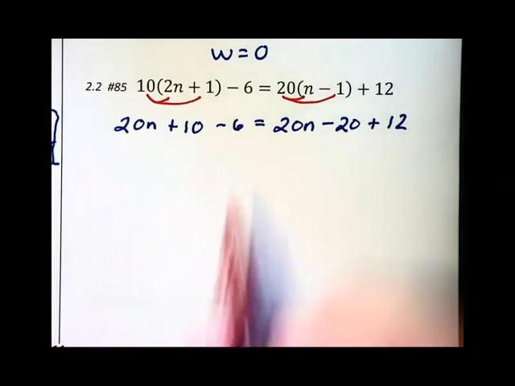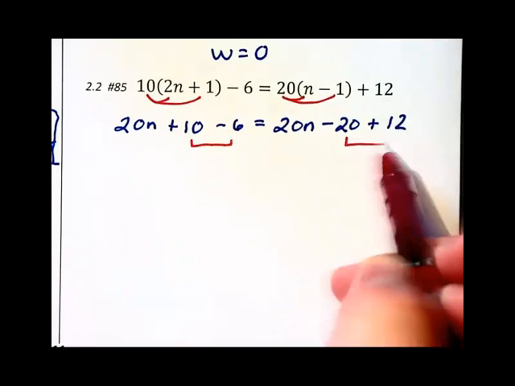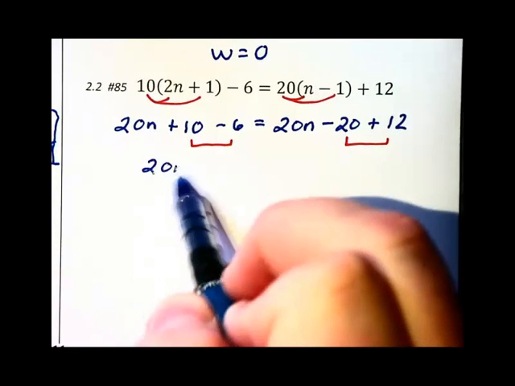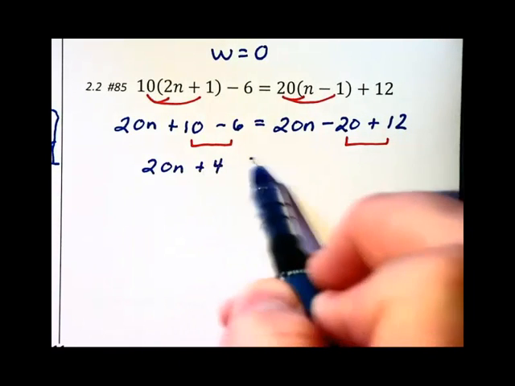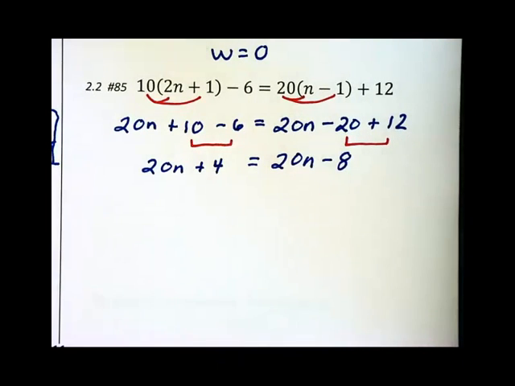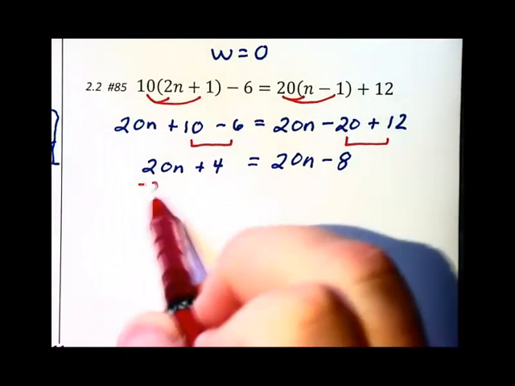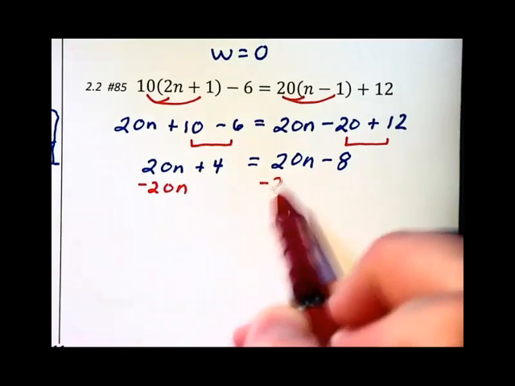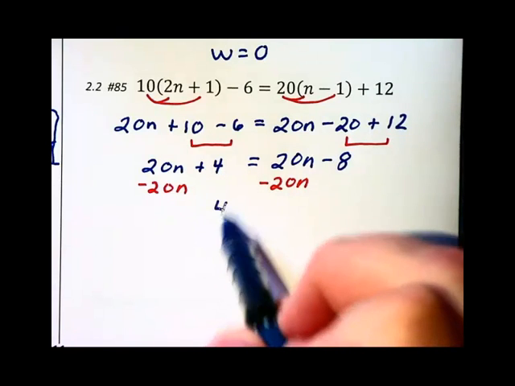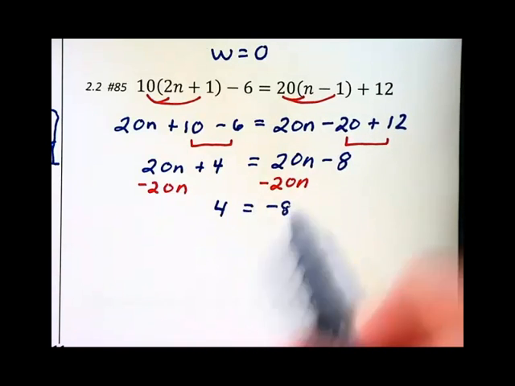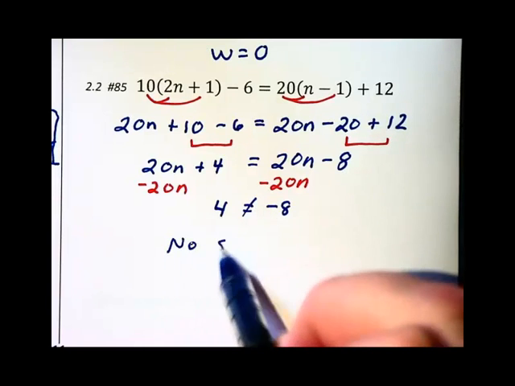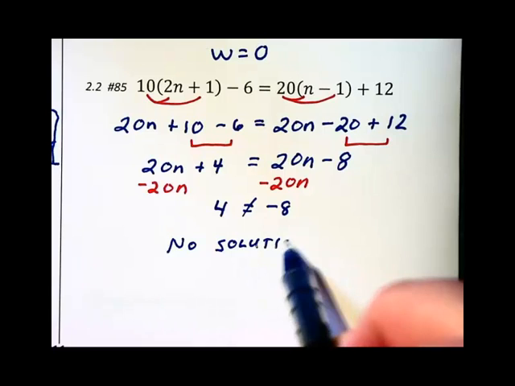I'm now going to combine some constant like terms together on each side. That's going to give us 20n plus 4 equals 20n minus 8. Seeing 20 n's on each side, I want to get all the variables to one side. I'm going to choose to subtract 20n off. Most of you might have already just kind of said in your head, I already know what my answer is going to be. I get a false statement here. I get a contradiction, and therefore there is no solution to this equation.